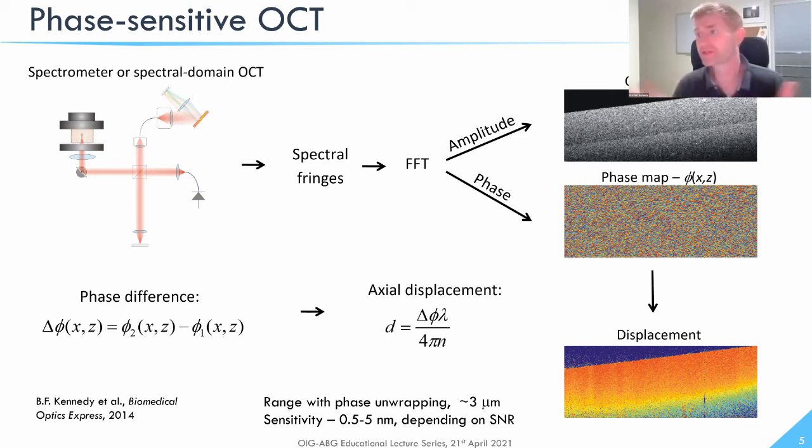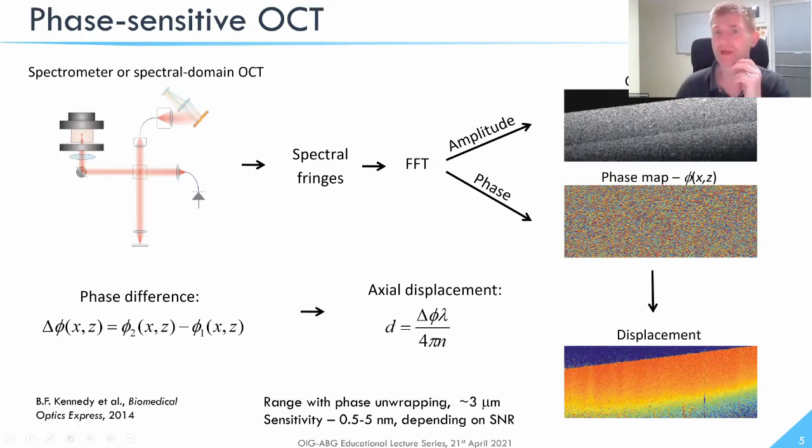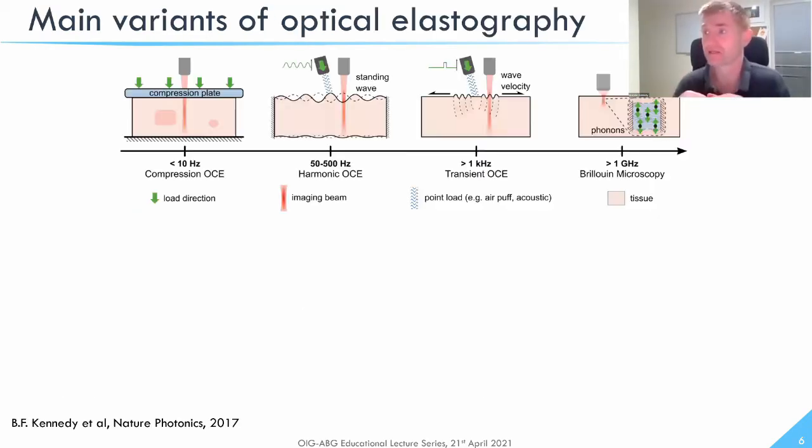Originally, speckle tracking techniques were used, where you actually use the structural image and track the motion of speckles. But that actually degraded the resolution quite a lot, because you need to look over a certain window size, and the dynamic range of the measurement is quite low. So the majority of OCE techniques use the phase-sensitive approach that I've described.